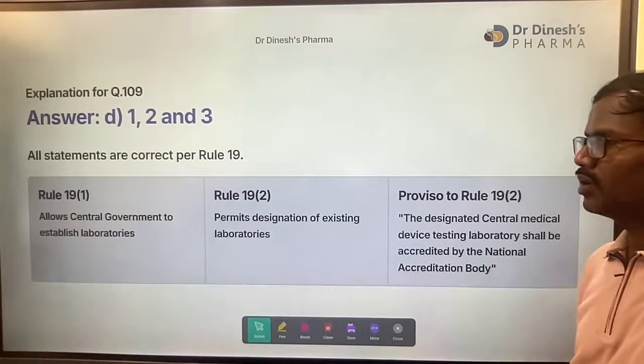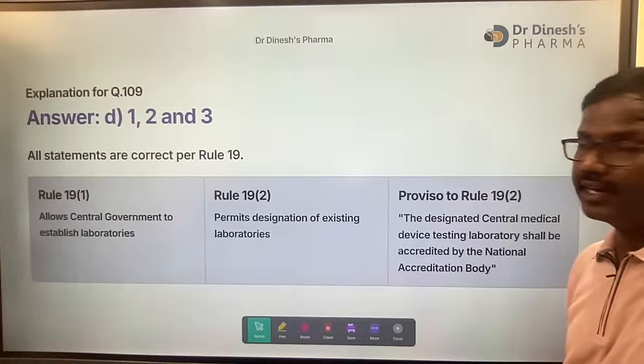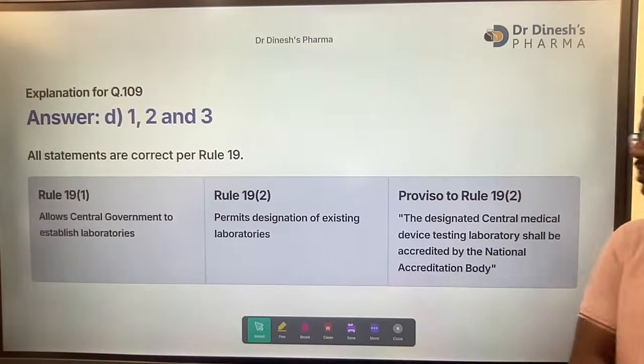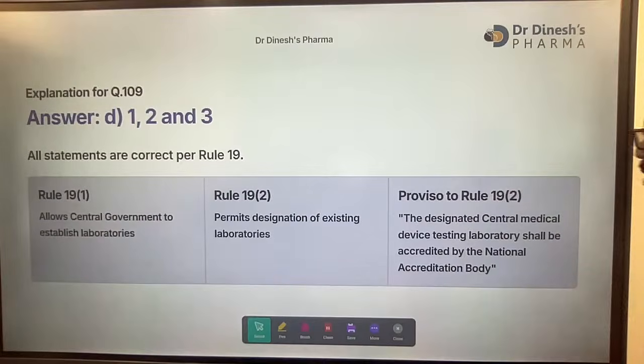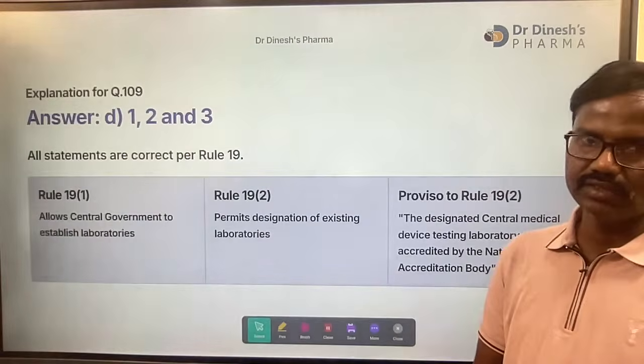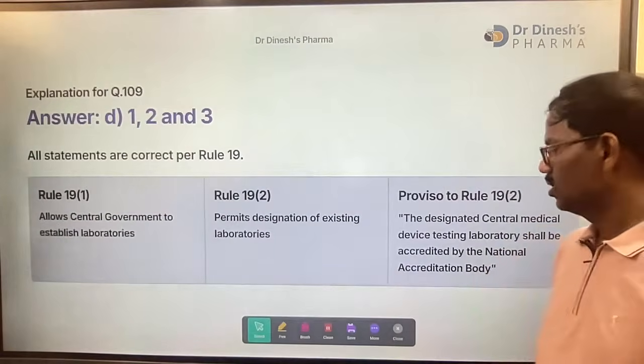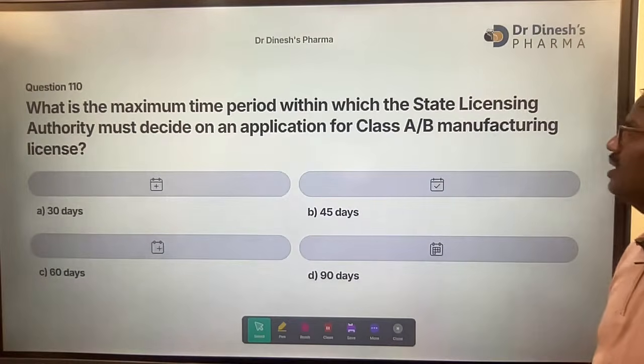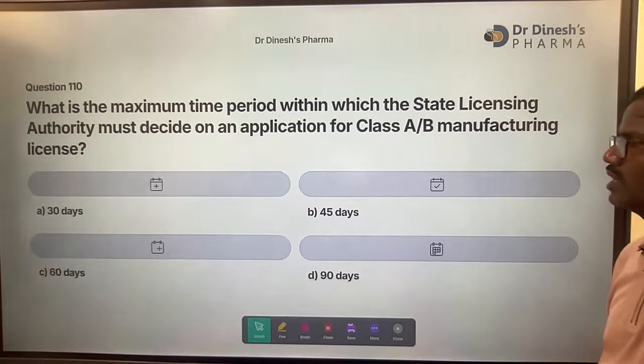Rule number 19, sub rule 1 allows the central government to establish laboratories, and sub rule 2 permits designation of existing laboratories. Number 3, the proviso to rule 19 says the designated central medical device testing laboratory shall be accredited by the NAB. Okay, all 3 are correct. The answer is D. Don't get confused. Next.